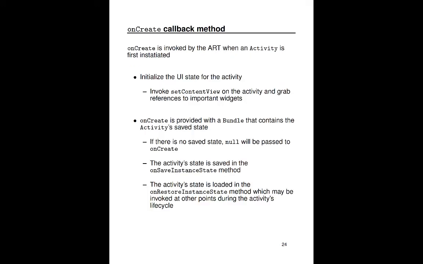Now let's talk about some of the callback methods that are invoked on activities over their lifecycle and discuss the kind of things they do. The onCreate method is invoked by the Android runtime when an activity is first instantiated. onCreate is responsible for initializing the UI state for the activity. One of the important things that it does is that it invokes the setContentView method on the activity that registers the UI objects for that activity. The bundle that's provided to onCreate contains any saved state associated with the activity. If there isn't any saved state, null will be passed to onCreate. Your activity may override the onSaveInstanceState method or the onRestoreInstanceState method to manage the activity's state as it transitions.